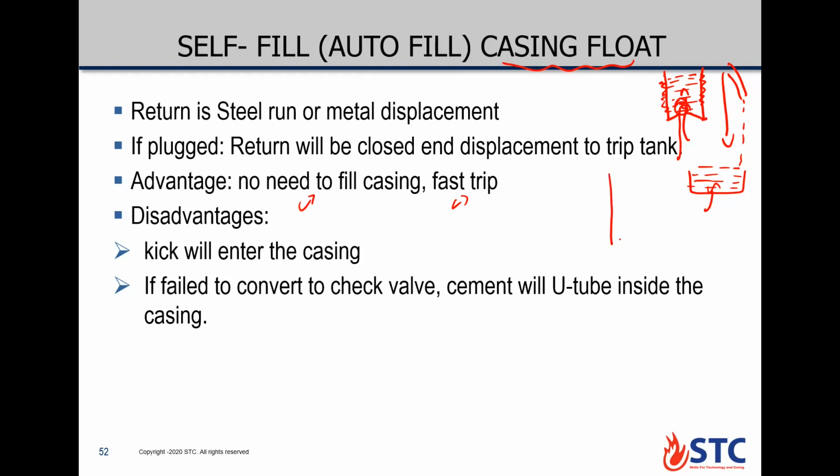Once we reach the casing setting depth, we need to convert this self-fill into a check valve. So we drop a ball from the surface, so we can push or pump cement, so cement can move into the annulus and prevent the back movement of the cement. Once we fail to convert the self-fill into a check valve, cement will U-tube back into the casing. So the disadvantage, kick will enter the casing. If it fails to convert to a check valve, cement will U-tube inside the casing.